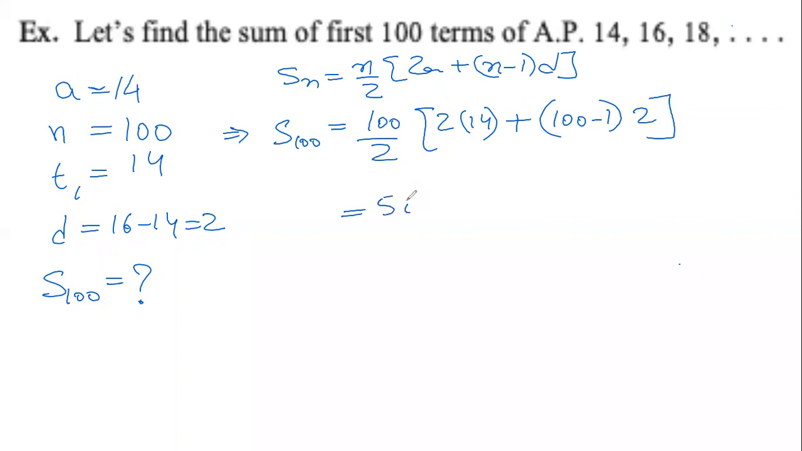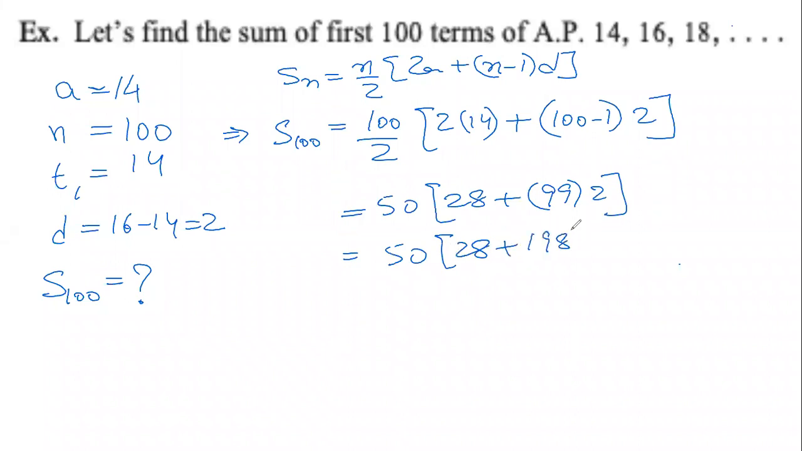Now 100 by 2 is 50. 2 into 14 is 28. 100 minus 1 is 99 multiplied by 2. So 50 is 50, 28 is 28, 99 multiplied by 2 is 198. 50 times, 28 plus 198 is 226. It is more than 200. 226. And when you multiply this, the answer is 11,300. Right? So using the first formula, putting the values of a, d, and n, we can find out S100 to be 11,300. This is solved in the textbook on page number 69.